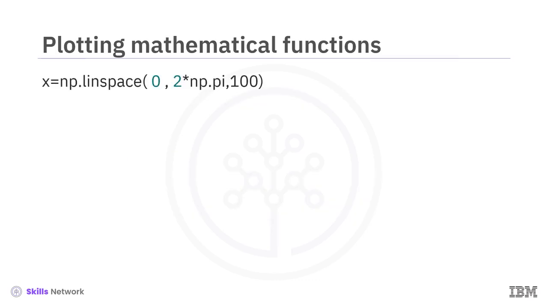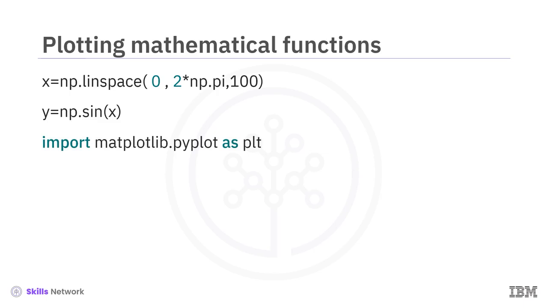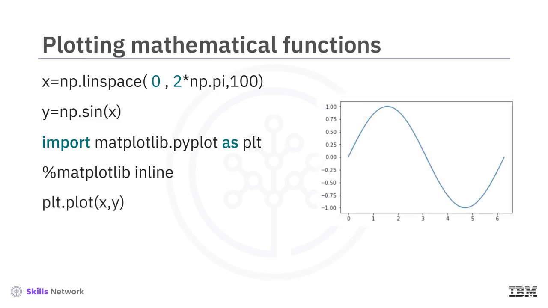We can use the function linspace to generate 100 evenly spaced samples from the interval 0 to 2 pi. We can use the NumPy function sine to map the array x to a new array y. We can import the library pyplot as plt to help us plot the function. As we are using a Jupyter notebook, we use the command matplotlib inline to display the plot. The following command plots a graph.